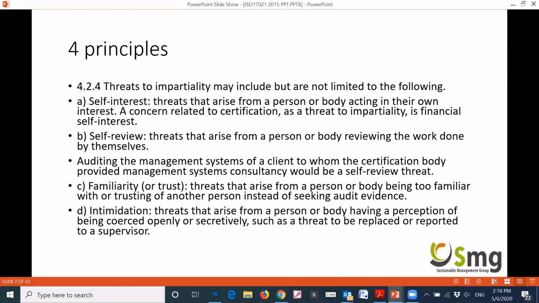Self-review, threats that arise from a person or body reviewing work done by themselves. It's very important to understand that if I'm going to do an audit or any activity, I cannot do a self-review. So for example, I have to approve an auditor to do an audit. I cannot be this auditor and approve myself. I cannot say, oh, I'm going to approve myself as an auditor and I'm going to do the audit. That doesn't work. Someone else has to approve me as an auditor so I can conduct the audit. So it's very important, okay? Any review for work I have done must be done by someone else, not myself.